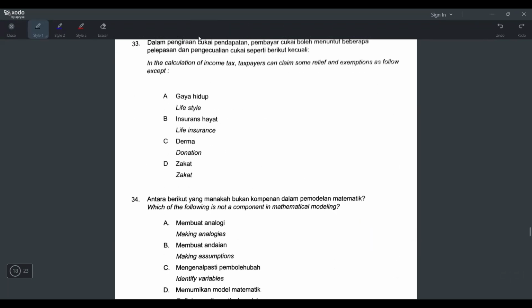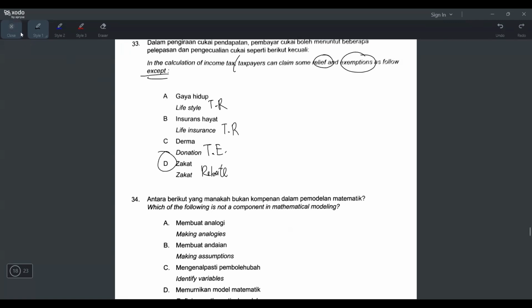Okay, let's continue. Question number 33. In the calculation of income tax, taxpayer can claim some relief and exemption as follows, except. Lifestyle is tax relief. Life insurance is tax relief. Donation is tax exemption. Zakat is rebate. So which one is not an exemption, not a relief? D. Except, right? They ask which one is not.